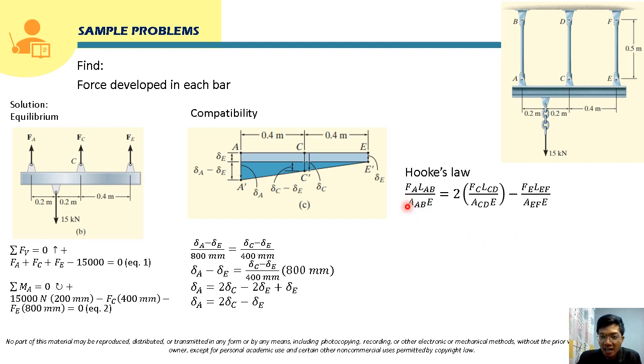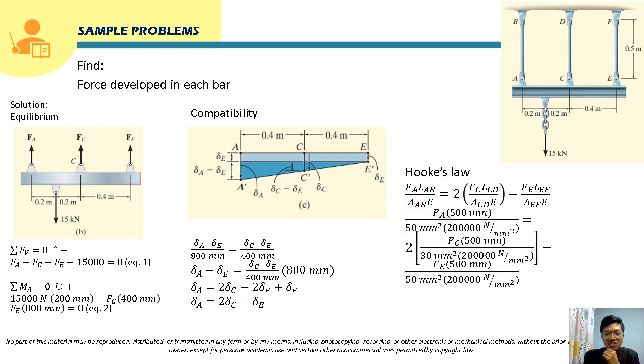Anyway, for the area, the cross-sectional area for bar AB and bar AE are both 50 millimeters squared. But for CD, the area given is 30 millimeters squared. We will just substitute that here. And also, class, for the modulus of elasticity, the steel here is A36.